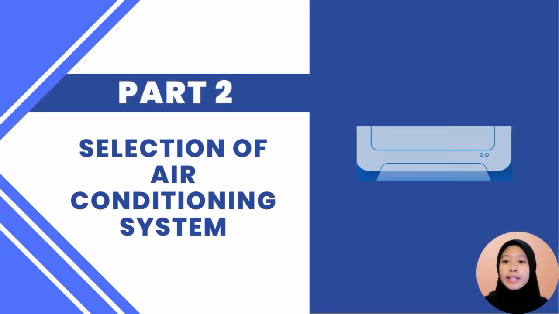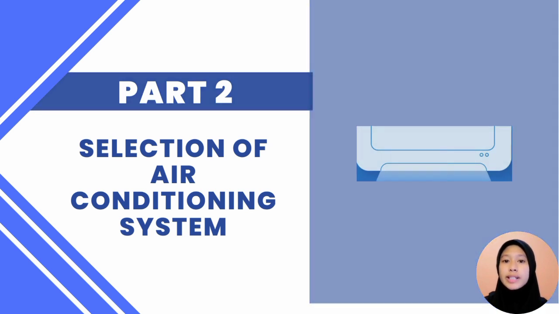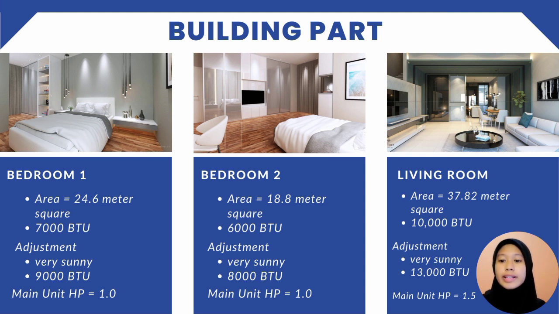My name is Nizanti. Next, I will present part 2, selection of air conditioning system. There are 3 building parts in the layout for installation of aircon. First was bedroom 1. It has 34.6 meters squared, which is equal to 7,000 BTU. The room was fully exposed to sun, so after making an adjustment, it is 9,000 BTU, which equals 1.0 HP.